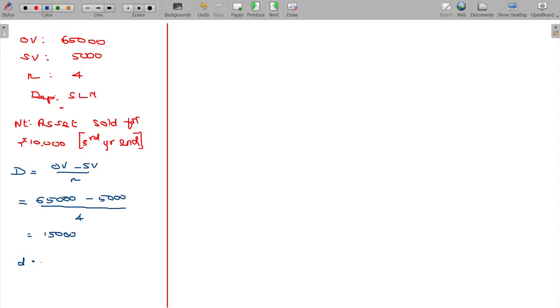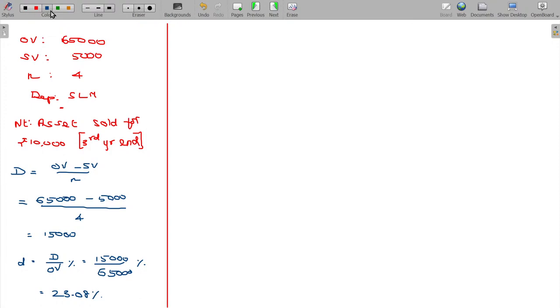Even you can calculate the rate of depreciation also, which is the amount of depreciation divided by original value, in percentage. 15,000 divided by the original value of 65,000, the value in percentage being how much? 23.08. Right.